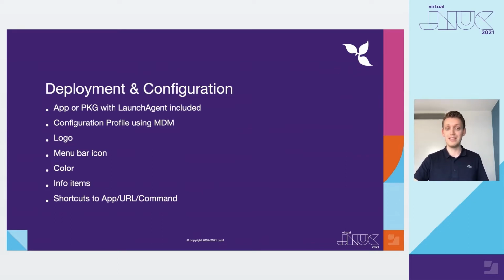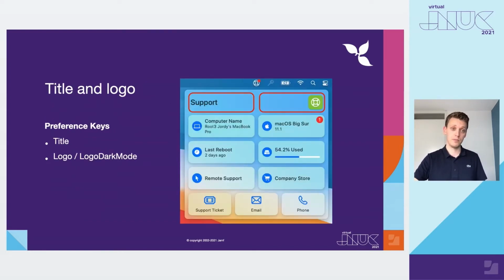I'm going to show the main settings and features of the app in the next slides. These are the logo, the menu bar icon, color, info items, and shortcuts to an app, URL, or command. Here you see the title in the upper left corner and the logo presented in the top right corner. The logo can be a square or another aspect ratio. Landscape logos also look great, and its aspect ratio is always maintained.